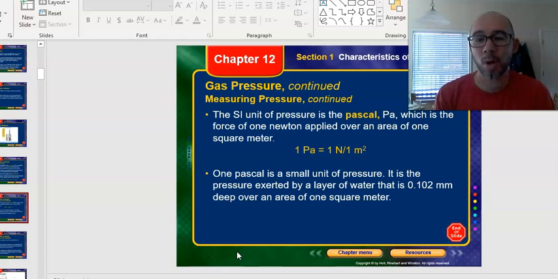It's very, very small, so usually they talk about kilopascals rather than pascals, thousands of pascals. 1 Pascal is the pressure exerted by a layer of water that is 0.102 millimeters deep over an area of 1 square meter, so that's like nothing.